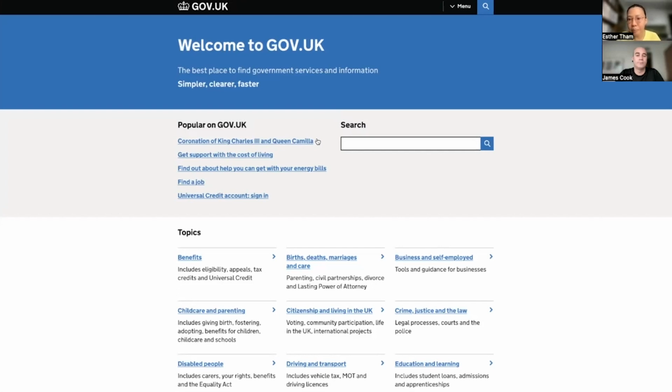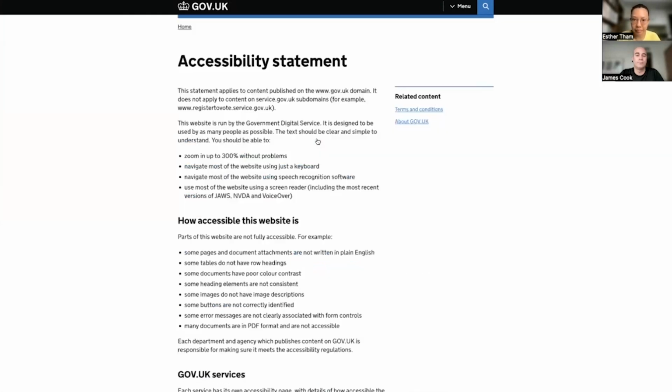Gov.uk, shown here, is the main portal for public services and information. This website and all UK government websites include an accessibility statement describing what's been done to make the site work for as many people as possible. James will talk about another example of these later on.